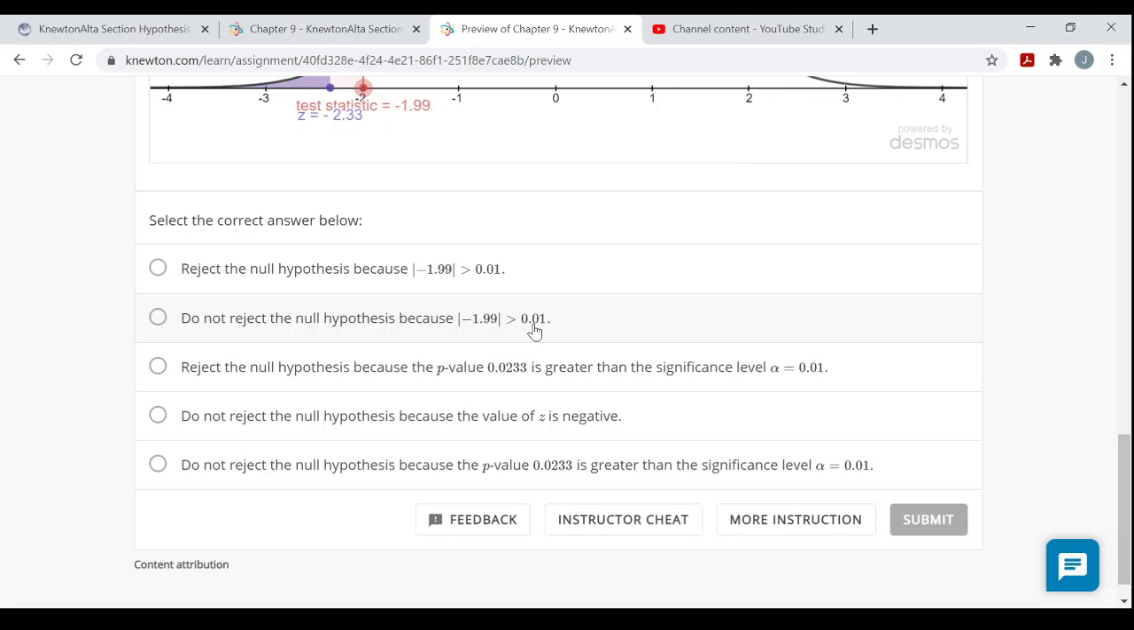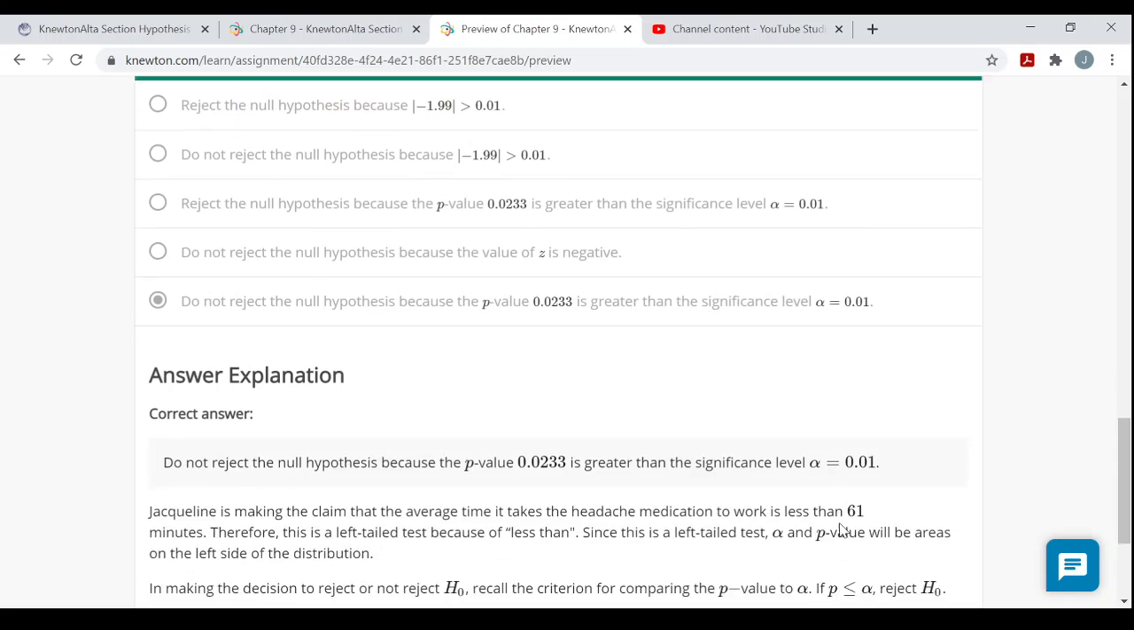Now, this is not the reason, though. The reason we're not rejecting is not because of the absolute value of negative 1.99 being greater than 0.1. No, that's not why. The reason is not because the value of z is negative. We're not rejecting the null hypothesis because the p-value is greater than the significance level. That's why we're not rejecting the null hypothesis. Okay, and again, read your answer explanations.